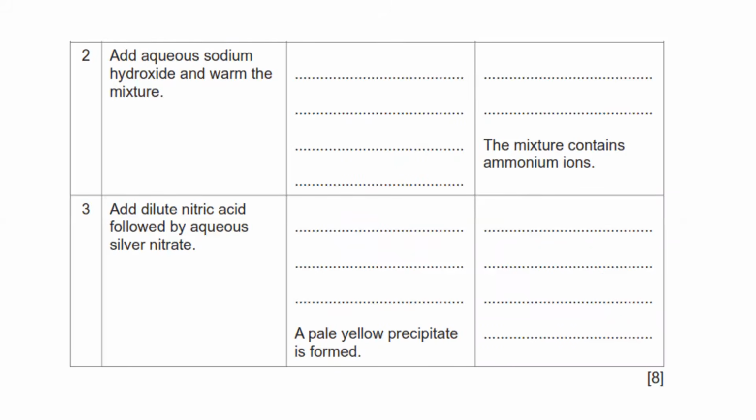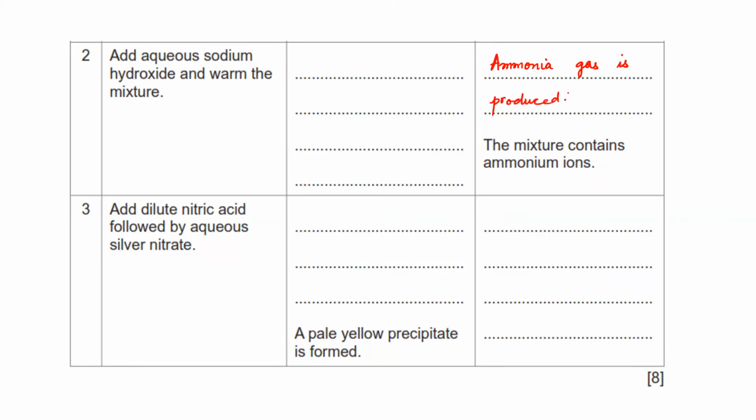It says aqueous sodium hydroxide. Add aqueous sodium hydroxide and warm the mixture. One of the conclusions is that the mixture contains ammonium ions. So with the presence of ammonium ions, remember that ammonia gas will be produced. So ammonium ions in presence of aqueous sodium hydroxide will result in production of ammonia gas. So we can simply write that ammonia gas is produced.